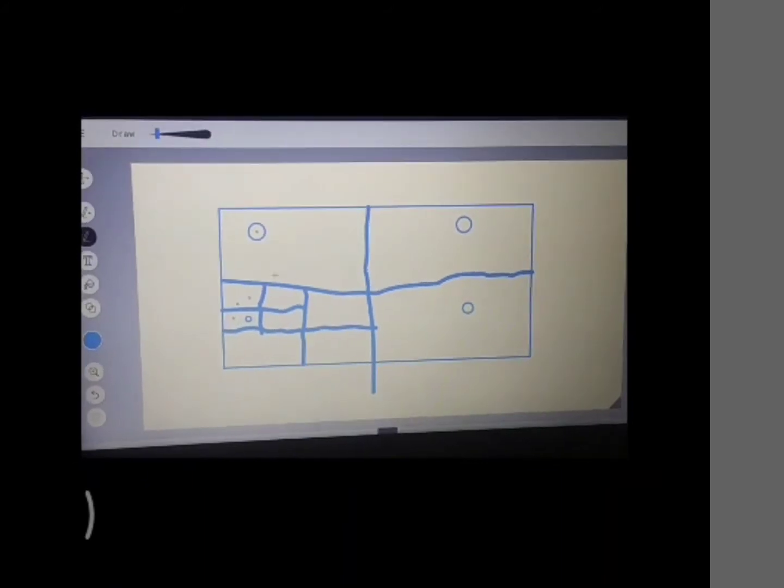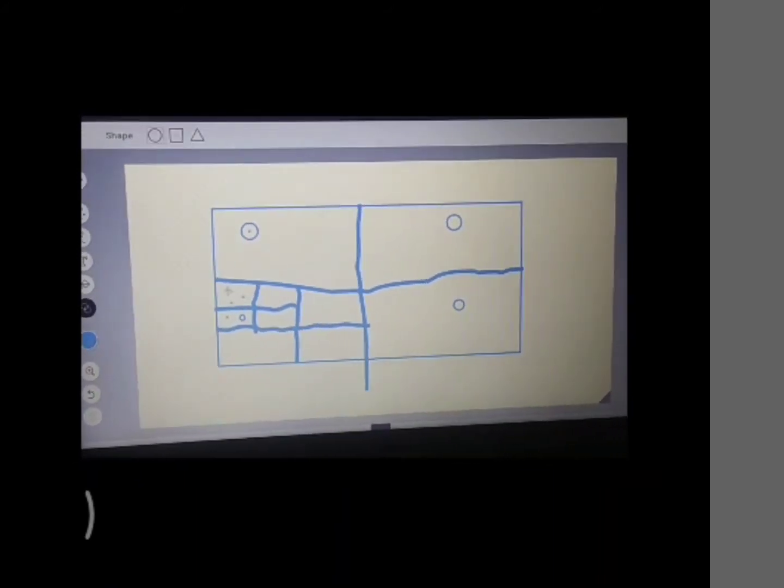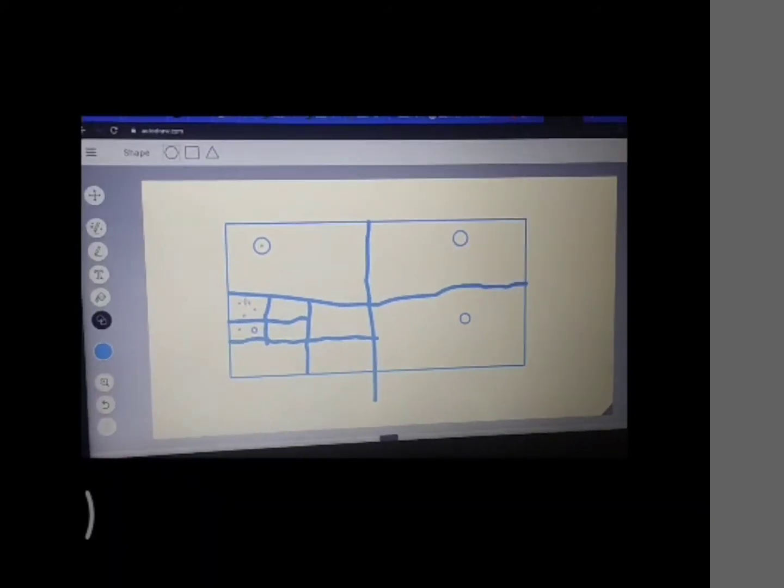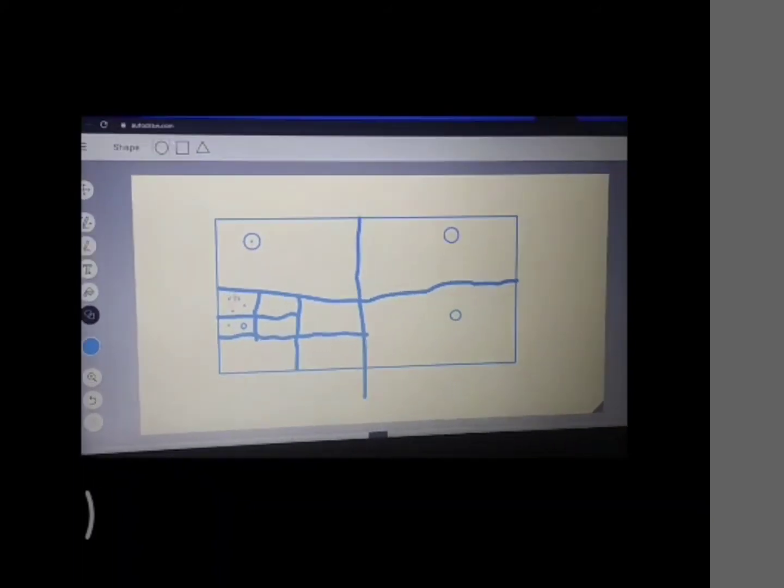Now if I add 1 point here and 1 point here, this will again be divided into 4 parts, and it will check whether any region has more than 3 points or not, and so on. It will recursively do this.